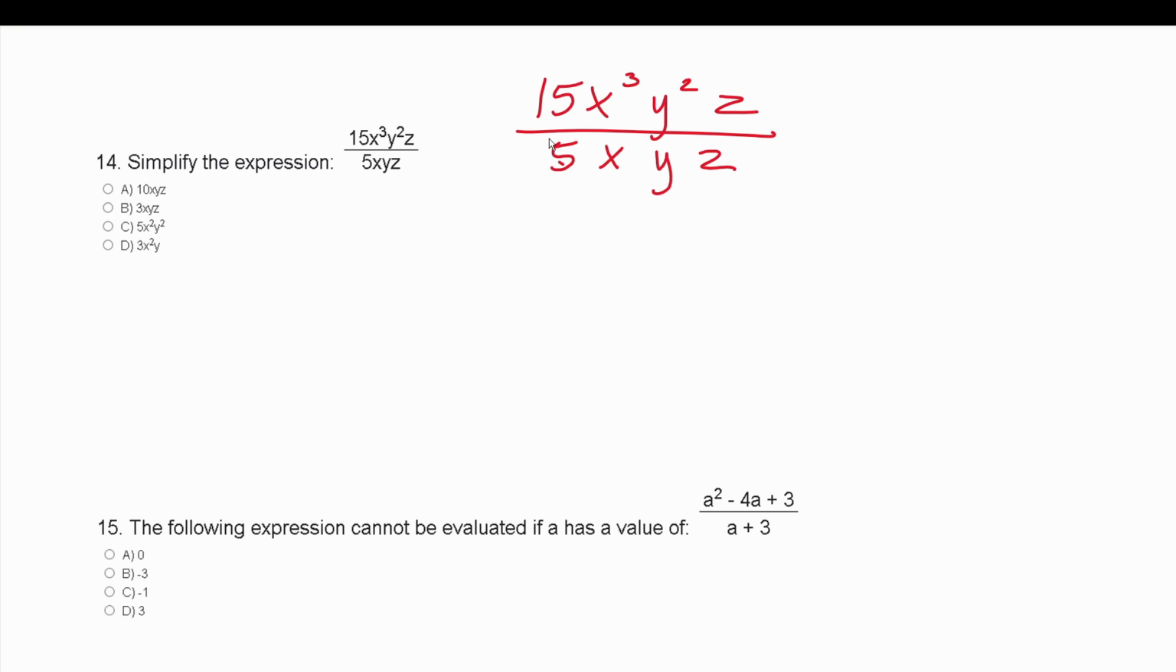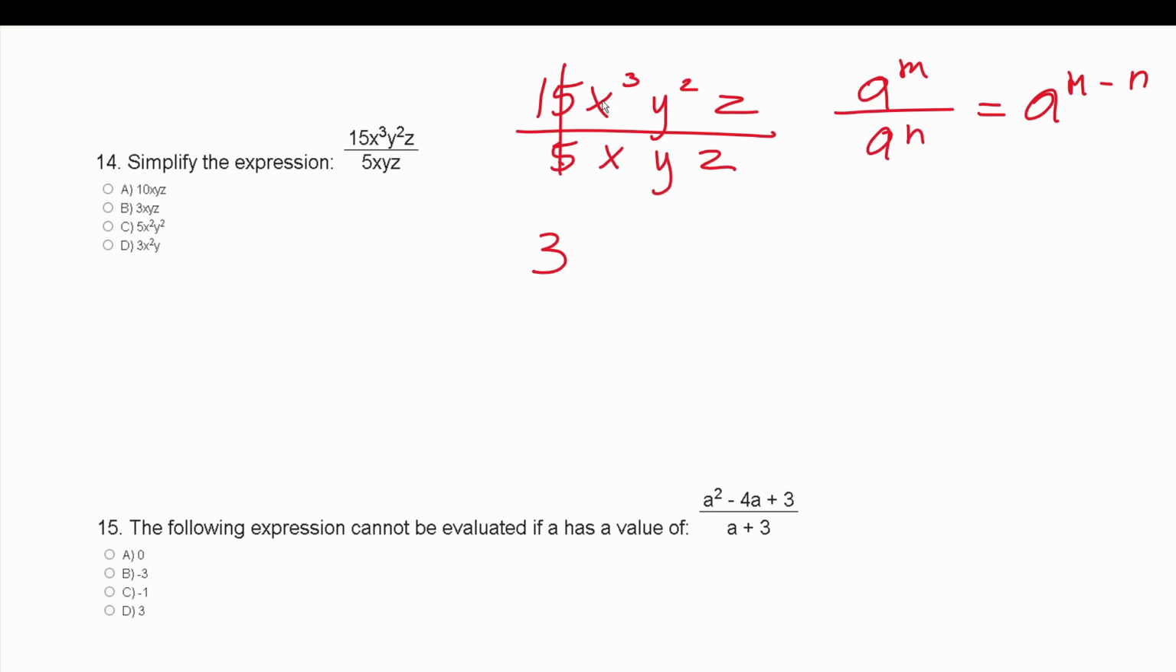We're going to deal with these whole values first. Then we're going to look at these x's, these y's, and these z's. The very first thing you should realize is that 15 divided by 5 is 3. Okay? And we've gotten rid of those whole values now. As far as reducing these x, y, and z's, we have to know one law of exponents, notably the quotient rule. And the quotient rule says this: if you have a to the m over a to the n, that's the same as a to the m minus n.